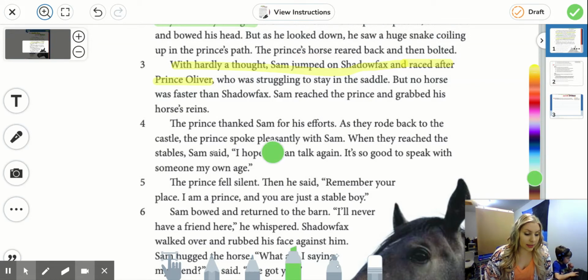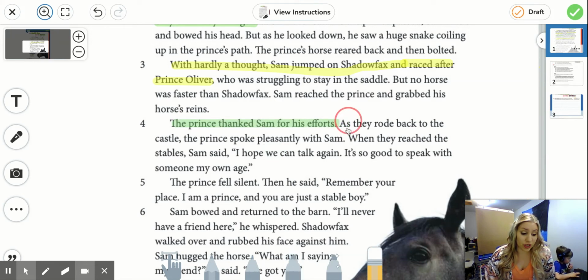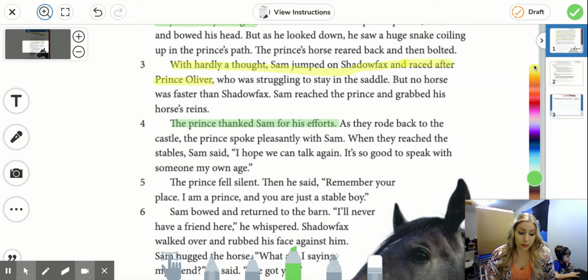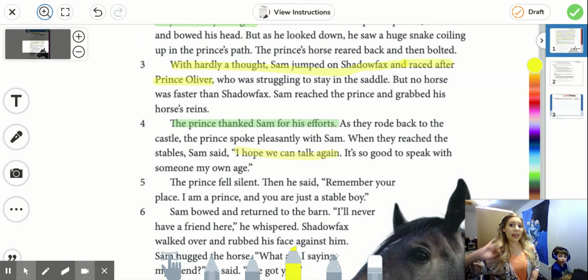So we can see that the prince thanks Sam for helping him. And then they speak nicely to each other. They speak pleasantly. But then we see that Sam, the stable boy, says, "I hope we can talk again. It's good to talk with someone my own age." So he misses hanging out with people his own age because it's just him.